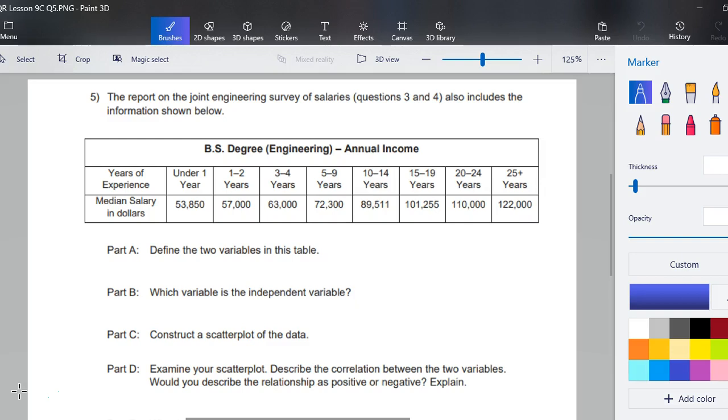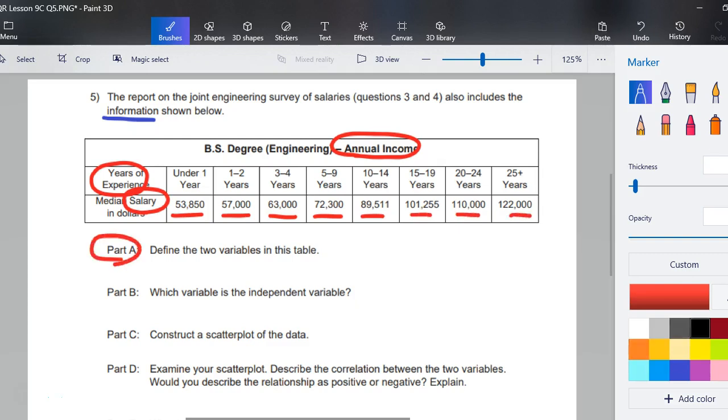The report on the Joint Engineering Survey also includes this information. It mentions annual income, years of experience, salary: under 1 year, 1 to 2 years, etc. So part A, what do you think are the two variables in this table? However you want to say it, whatever makes sense to you, but your years of experience.